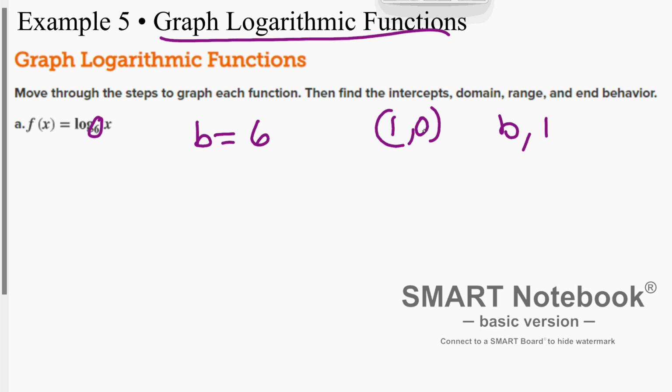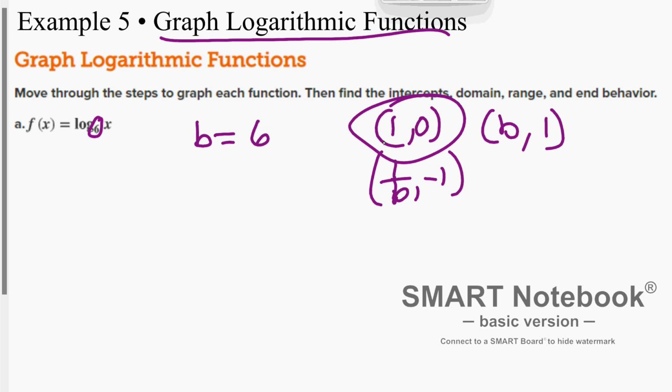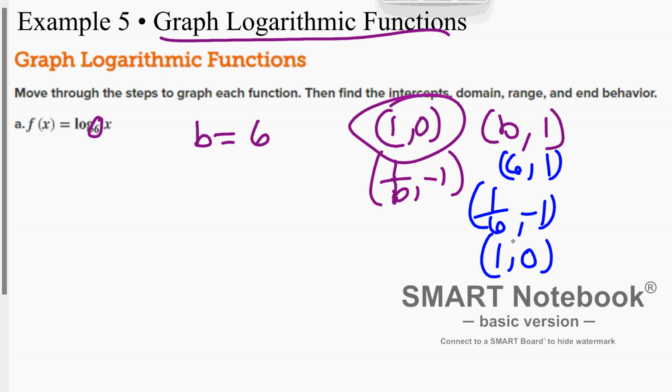Because remember, when we switch forms, it's backwards. And then we have this point, 1 over b and -1. So we just plug in our b here. So this point's always there, 1, 0. Backwards from an exponent. Remember, exponent 0, 1. Our b is 6, so this is just 6, 1, and this is just 1 over 6, -1, and then 1, 0. So then we can just graph those.